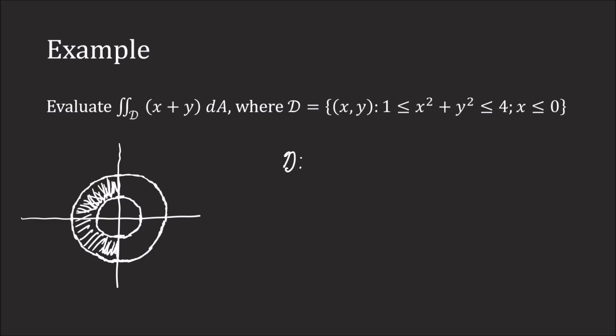So the radius is obviously going to be between 1 and 2. But what about theta? Well, if x is less than or equal to 0, the angles that correspond to that are all the angles over here, right? So it's pi over 2 to 3 pi over 2. And so this would be our rectangular region described as a polar region. So we can now go ahead and integrate.